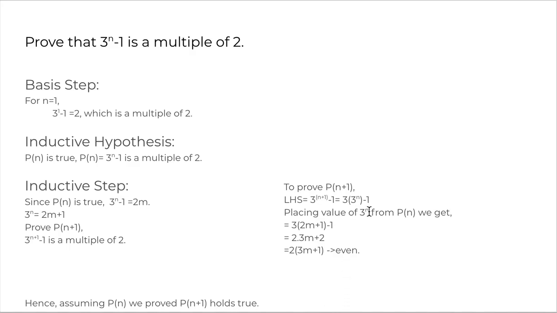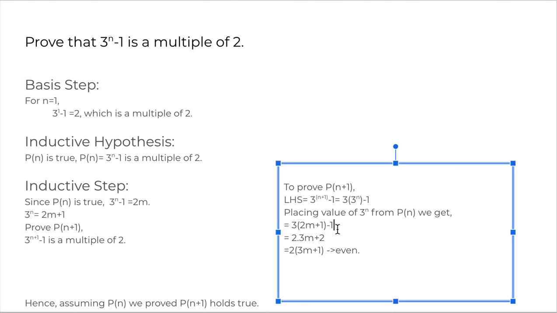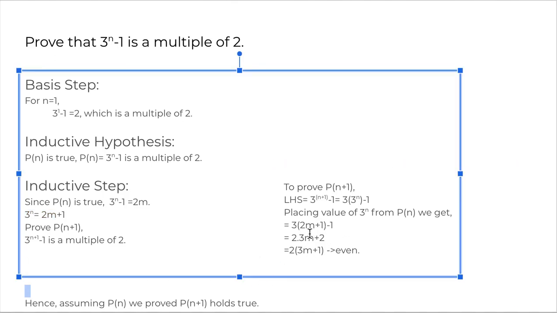Now placing the value of 3 raised to n from right here, we get 3 times 2m plus 1, minus 1. We solve that and have 2 times 3m plus 2, which is actually 2 times some integer, that is even. So that says that P of n plus 1 holds true, because 3 raised to n plus 1 minus 1 is a multiple of 2. That holds true, assuming that P of n was true. So that is the principle of mathematical induction.